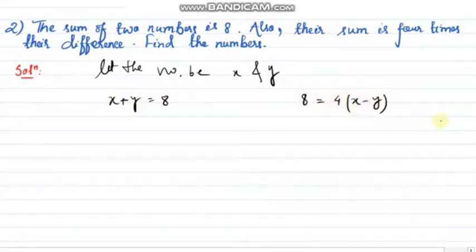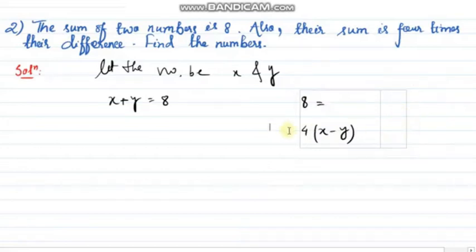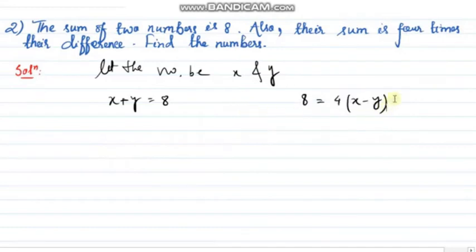Now if you write 4 into x minus y, you are making a mistake here. Why? Because I don't know if it will be 4 into x minus y or 4 into y minus x, because I didn't mention which one is the greater number. Please be very careful. So for this type of sum, when a difference is mentioned, please do write that x is greater than y, then only you can write it. Is it fine? So from here, x minus y equals 2.